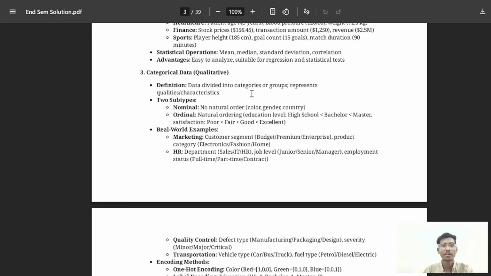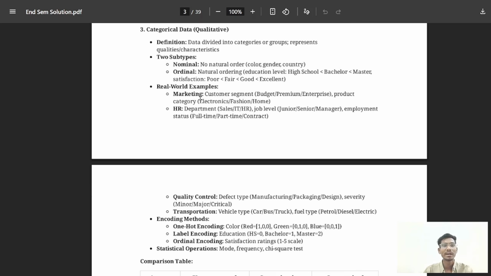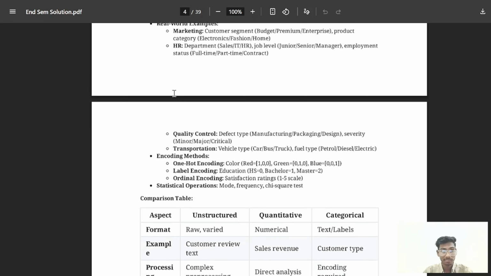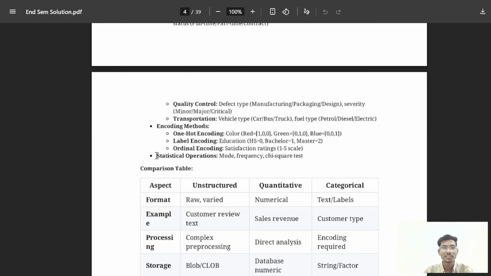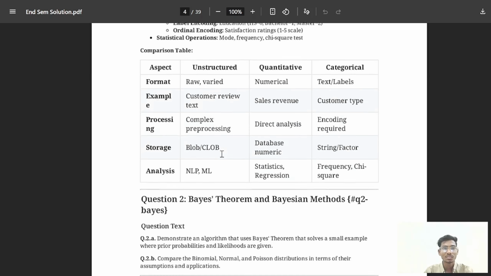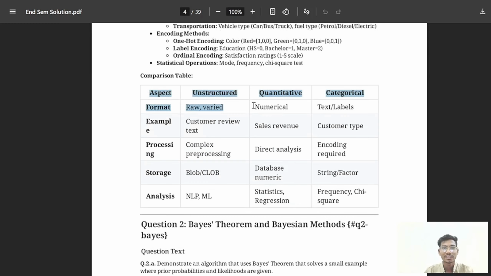What is nominal data type? Data with no natural order: color, gender, country. Ordinal: natural ordering, education level, high school, bachelor, master; satisfaction: poor, fair, good, excellent. Real world examples are marketing and HR department, quality control and transportation. Encoding methods: one-hot encoding, label encoding, ordinal encoding. And these are the statistical operations. So the comparison table is here: structured data, quantitative data, and categorical data.